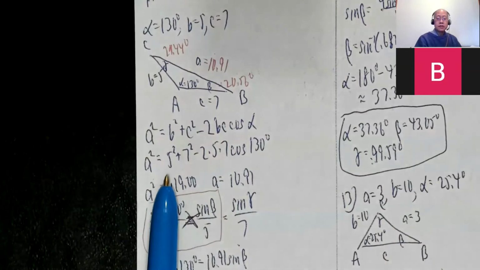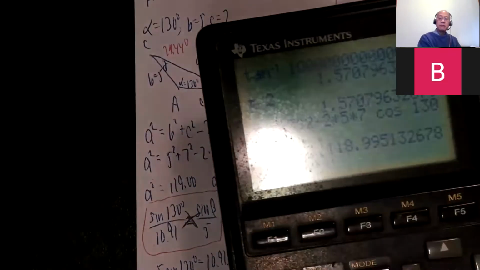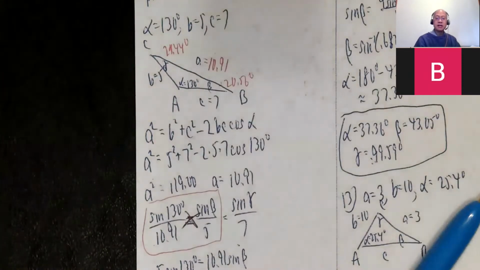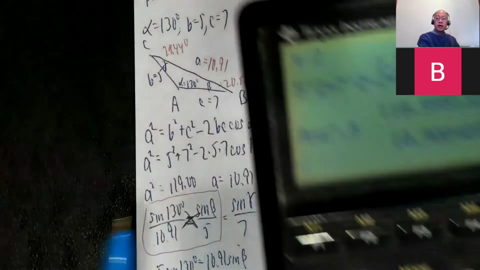Okay, so this mess here. So 5 squared you could put 25, I know, and 7 squared, I know that's 49, but if you're too lazy to do that, just type it in. Minus 2 times 5 times 7 times cosine of 130. Okay, 118.995, call it 119. That's a squared. Hit my square root button. And 10.91.